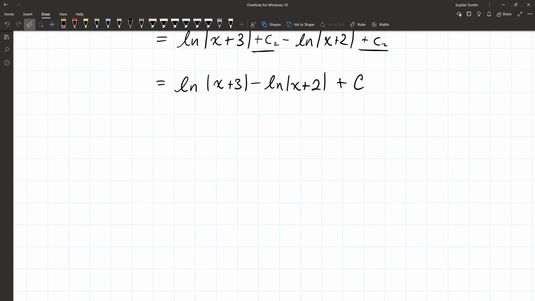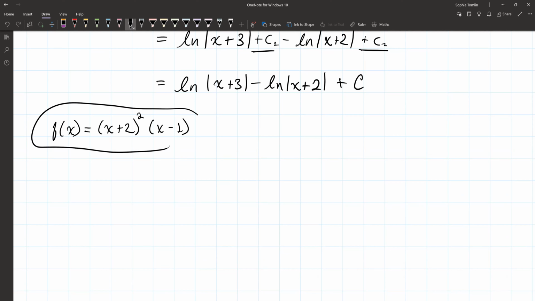So we're going to take this function f of x is equal to (x plus 2) squared times (x minus 1). Oh, actually, but before we do that, that reminds me. That's not this. That's not the lasso.